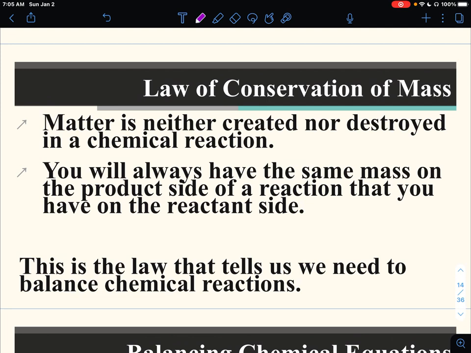But you will not have all of a sudden extra carbon, or you will not lose nitrogen when you have a reaction, something like that, okay? You will have exactly the same mass before and after the arrow, and you will have exactly the same amount of atoms and the same amount of moles. Okay, so what this law tells us is that we have to balance our chemical equations. We have to make sure that's true, that we have the same amount on both sides.